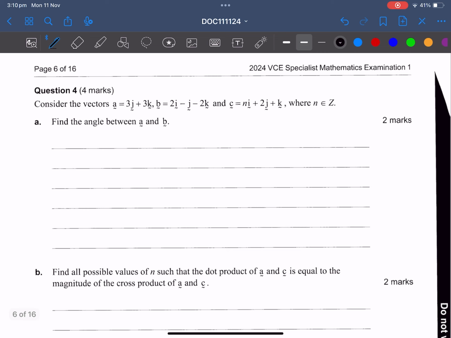Consider the vectors A, B, and C. Find the angle between A and B. Okay, so that is simply doing the dot product. So, let's do the dot product. That would be 0i plus 3j plus 3k. I always tend to write 0i, or whatever component is 0, to avoid making silly mistakes. And then dot product 2i minus j minus k.